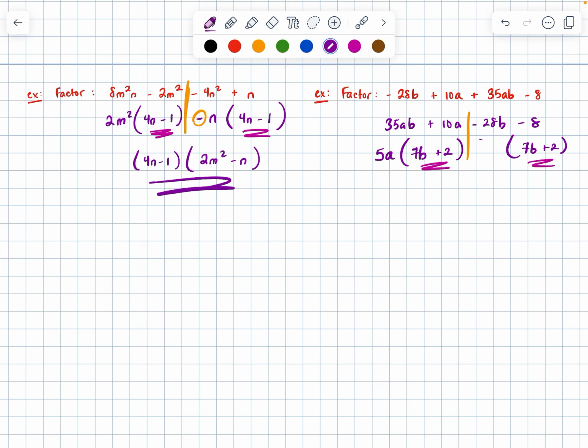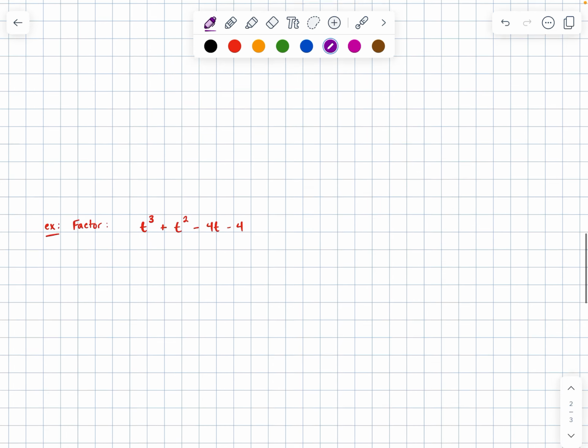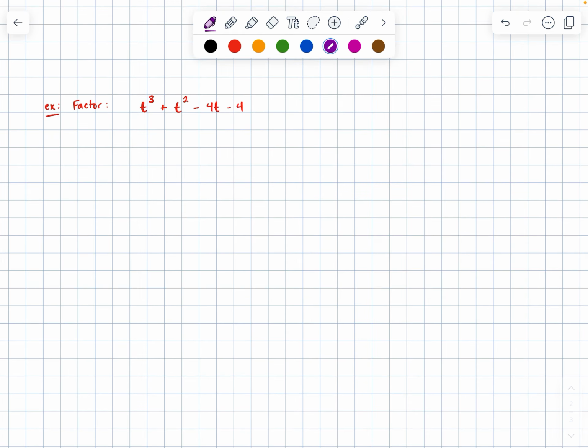If I need to get a 7b there, and I've got a negative 28b, well, the 7 has to be multiplied by negative 4, and negative 4 times 7b does get me the negative 28b. Negative 4 times 2 gets me the negative 8. That factorization works. Again, I've strategically pulled out that negative sign there. All I've got to do now is pull out the 7b plus 2. When I do that, that leaves me with the 5a from the first term and the negative 4 from the second. Yay! One more for the road.